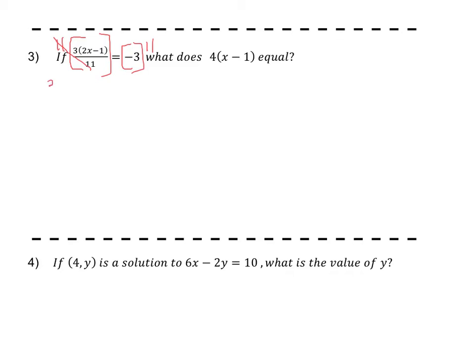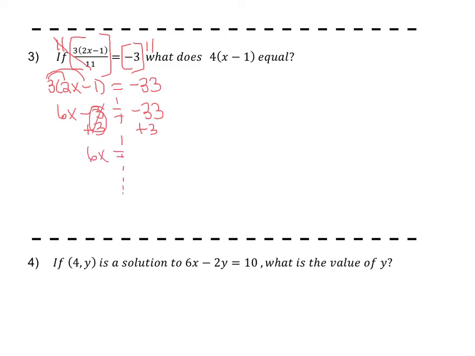So we're going to have 3 times (2x minus 1), and that equals negative 33. Let's go ahead and distribute the 3. 3 times 2x is 6x. 3 times negative 1 is negative 3. That equals negative 33. Now we're going to draw our dotted line and solve for x. Minus 3, opposite would be add 3. This gives us 0. So we have 6x equals negative 33 plus 3, which is negative 30. And then we divide both sides by 6.